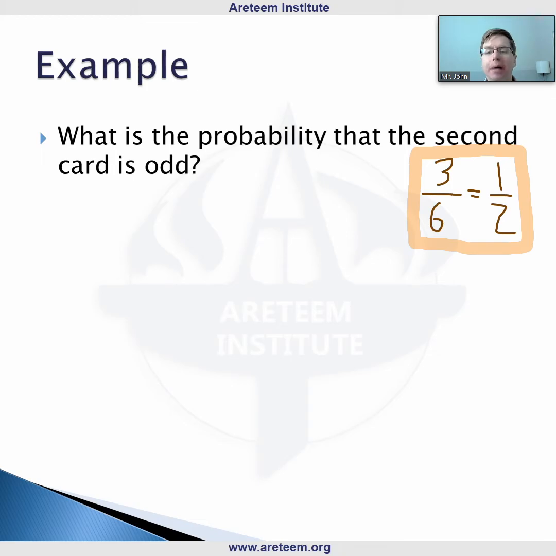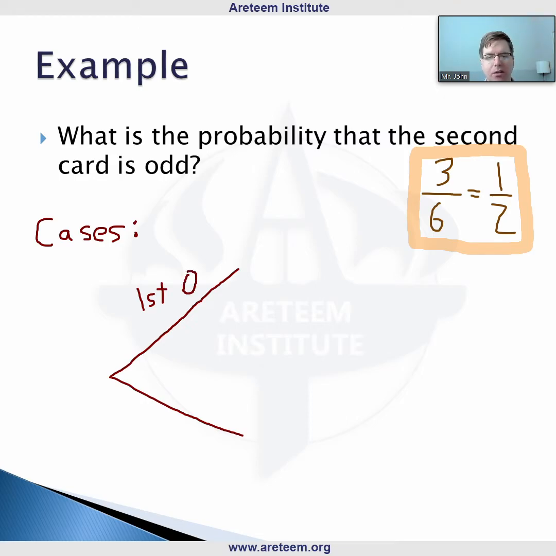So we can think about cases here. I'm going to draw these cases in a tree to help organize our thought processes and calculations. It really depends on the first card. The first card has 2 possibilities. When we start thinking about this, the first card could be odd, or the first card could be even in this case.